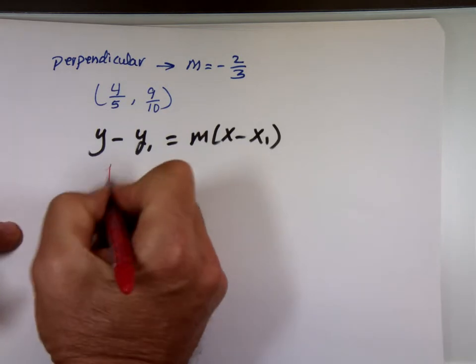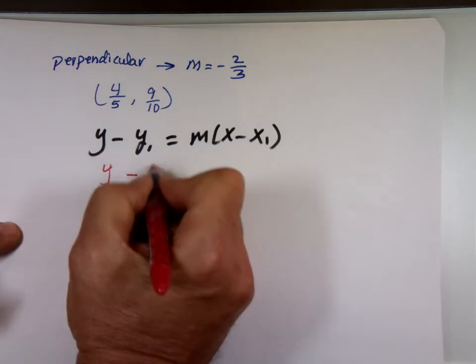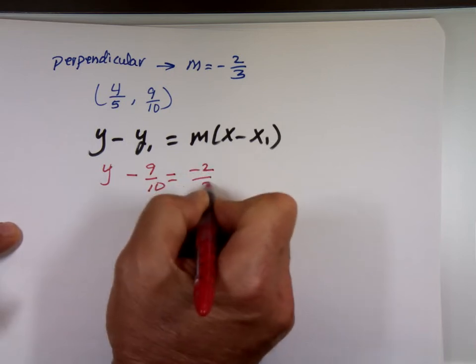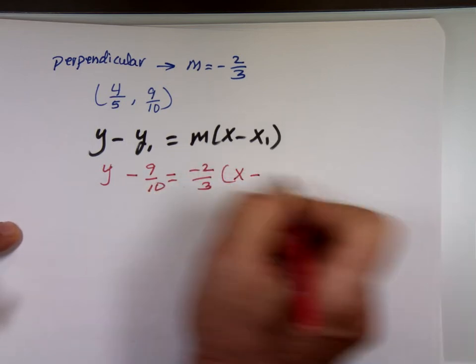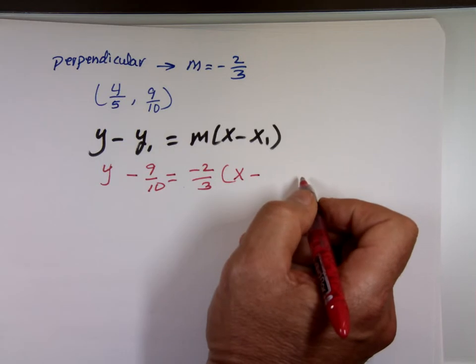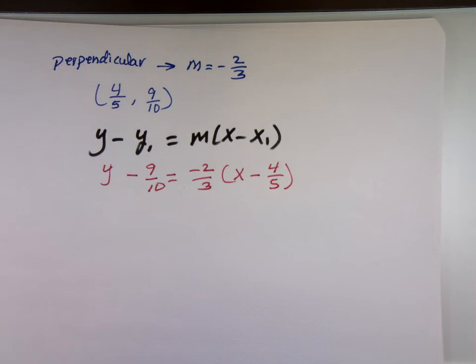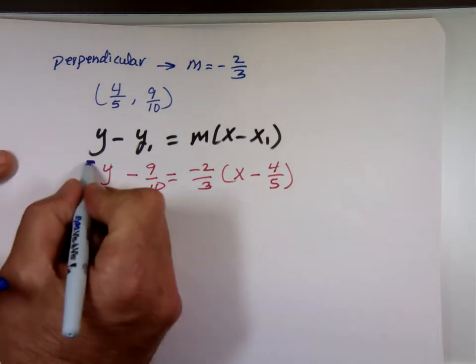y minus y sub 1 is 9/10. Negative 2/3. x minus x sub 1. x sub 1 is what? 4/5. 5, 3, and 10. What's the LCD for that? 30, yep. Let's multiply by 30. Every one of them by 30.